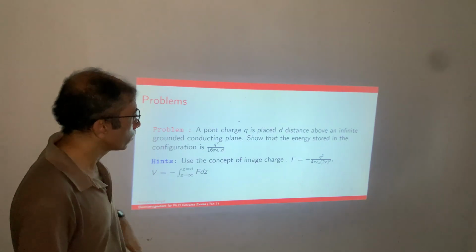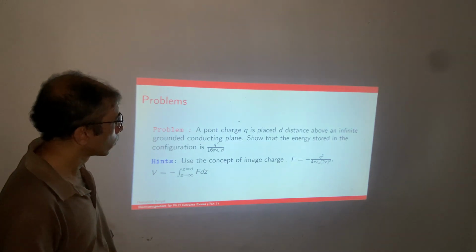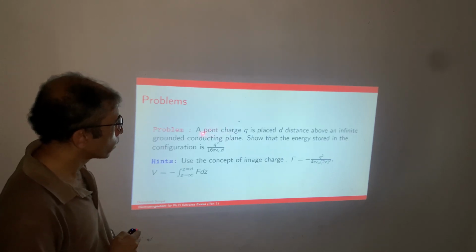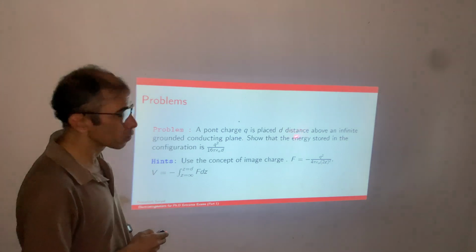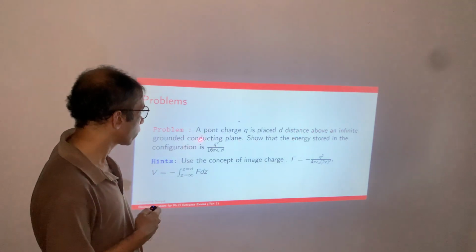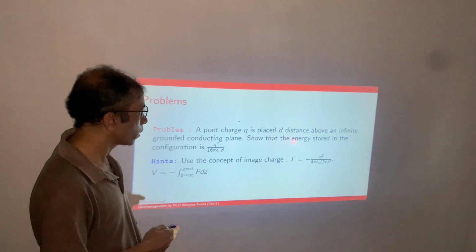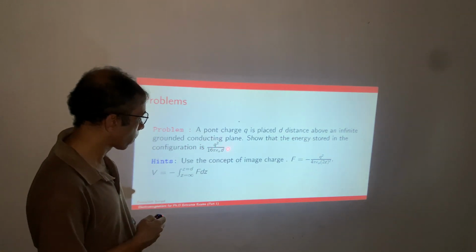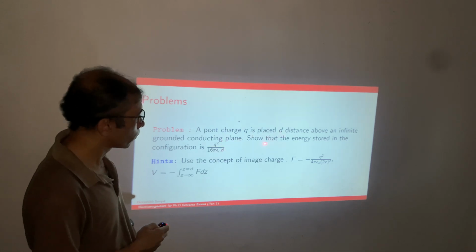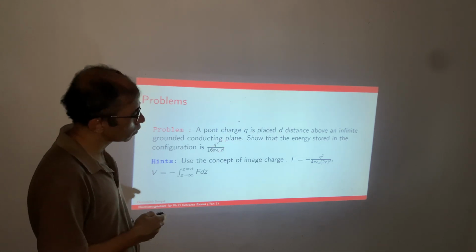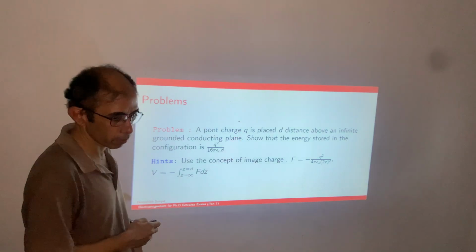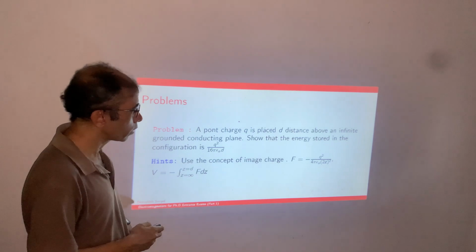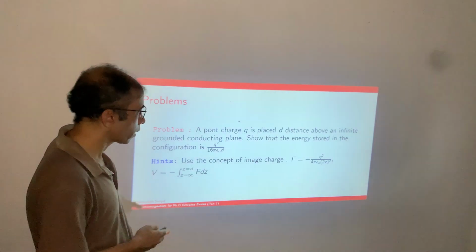There is another problem of point charge. This is point charge Q placed at a distance d above an infinite grounded conducting plane. Show that the energy stored in the configuration is this. This is the distance between the charge and the plane. So we have to show that the potential energy is this.